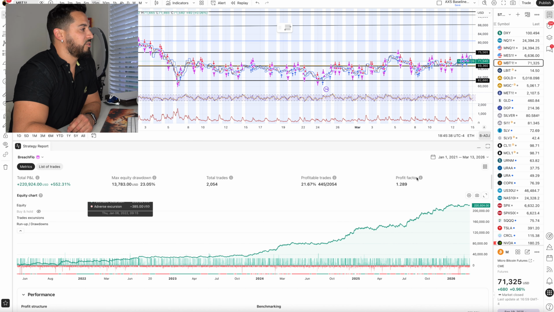As you can see, here are all the stats. This strategy has a lower profitable trade percentage because when it wins, it wins 3 or 4x the risk. Profit factor 1.289, but over time it adds up, and low drawdown, as you can see. All right, so let's move on to our next strategy that we use.